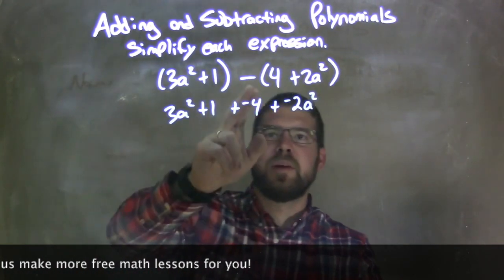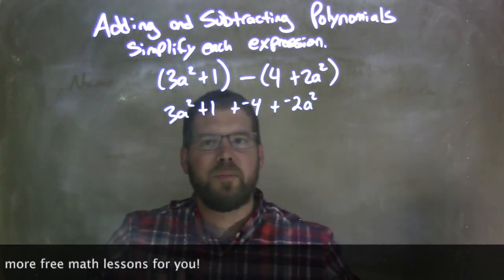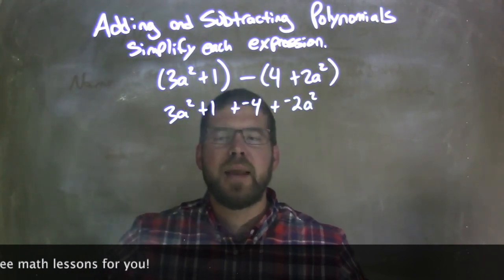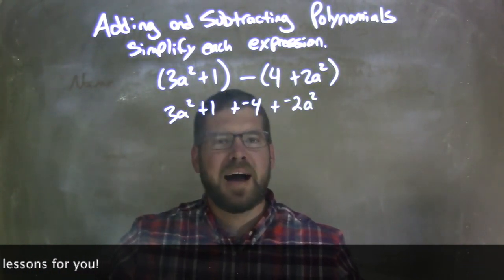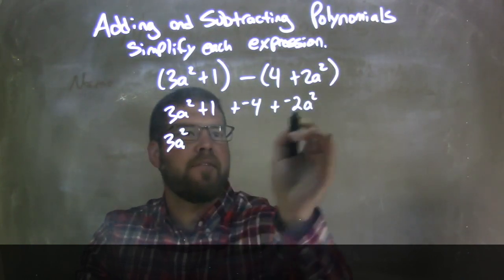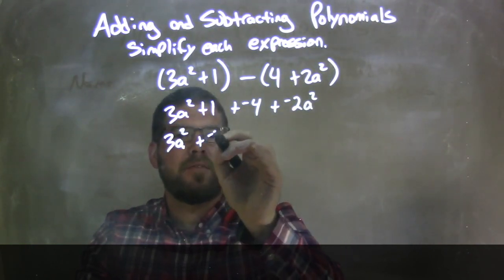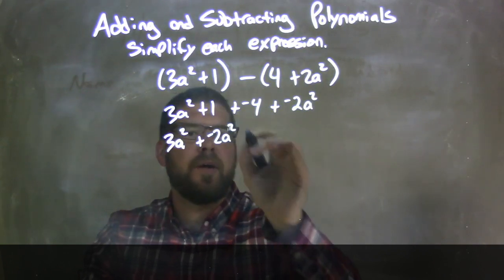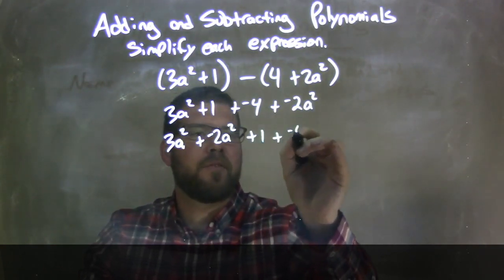Okay, so we distributed that minus sign across. Make sure you do that. Okay. Now I'm going to rearrange my like terms together with my highest degree first. So 3a squared. Then I have another, plus a negative 2a squared. Then we have a plus 1 and a plus a negative 4.